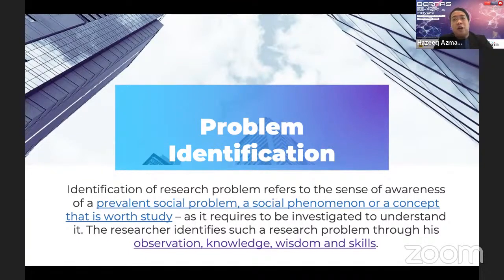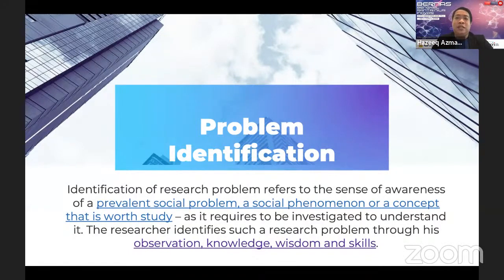The first one is observation. When you are at work, you look at some issue with your friends or the business, or even observation at home, when you see your mom struggling with some work. Maybe I can help with this kind of issue, or maybe, why do we do it like this? Those are based on observation.